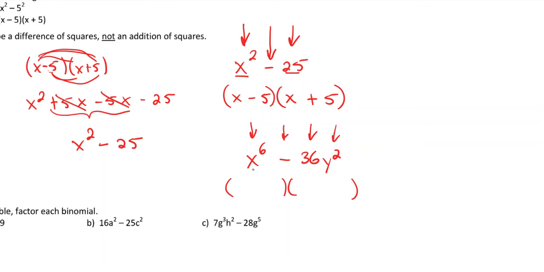And so the square root of x to the 6, what would that be? X to the 3, right? It's like half of the exponent there. So it's going to be x to the 3. So they both get an x to the 3. And then square root of 36 is 6. So they both get a 6. And then we also have to do the y. The square root of y squared is y. So they both get a y. One's a minus, one's a plus.